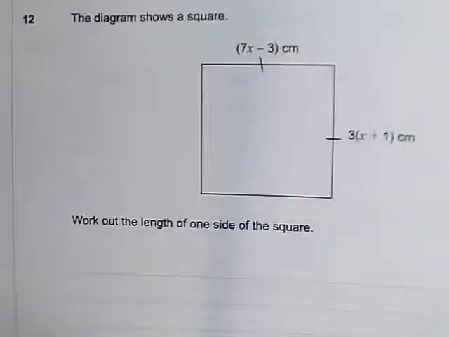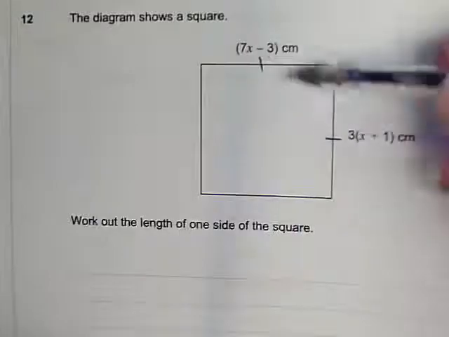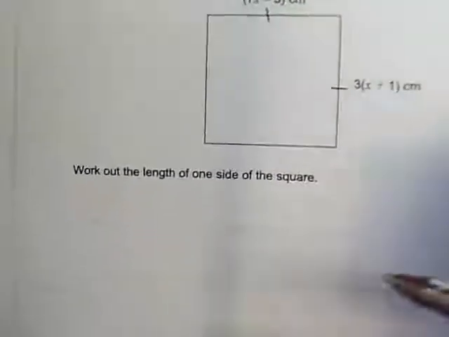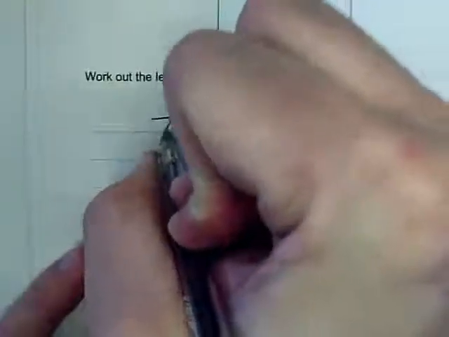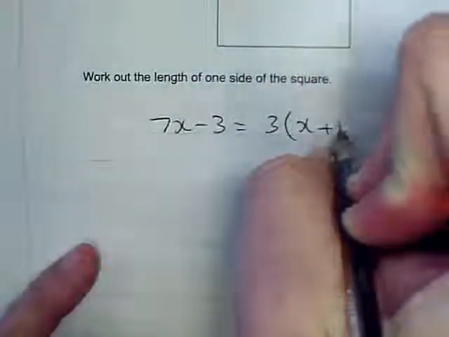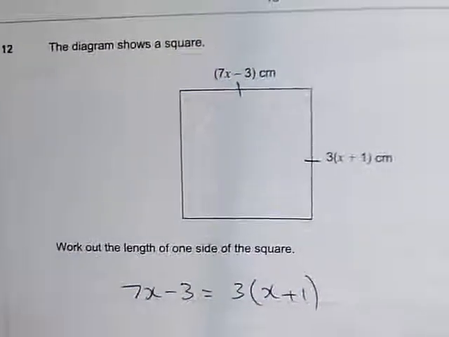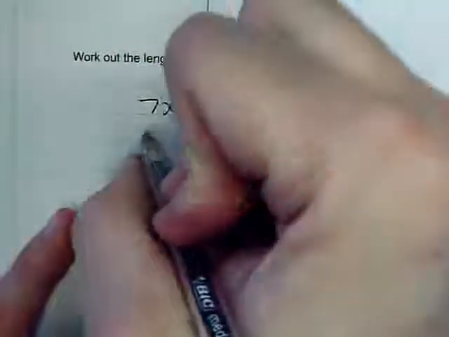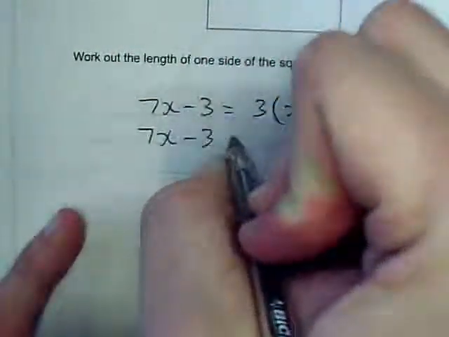So the first thing we need to be doing is making an equation in order to find out what x is, and we know that because these two sides are the same, then we can say that this is equal to this. So that's the first thing that I'm going to write down. Okay, now I want to solve this, so my next natural step is to expand the brackets. I'm just going to copy out the left-hand side again.